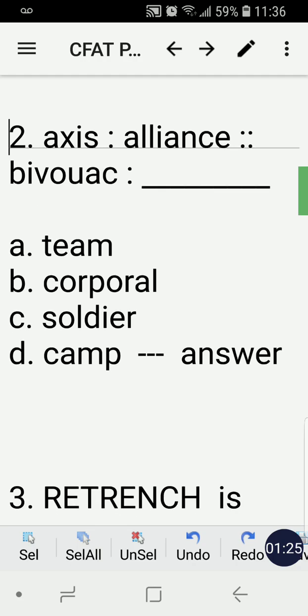Number two. Another word analogy question. Axis is to alliance as bivouac is to blank. A, team. B, corporal. C, soldier. D, camp. Correct answer is D, camp. The key here in this question is synonym, or another word for. So axis means alliance, as in Axis powers or allied powers. So it's an alliance of nations. So therefore, bivouac is another word for camp. Okay, so Axis is another word for alliance, as bivouac is another word for camp.